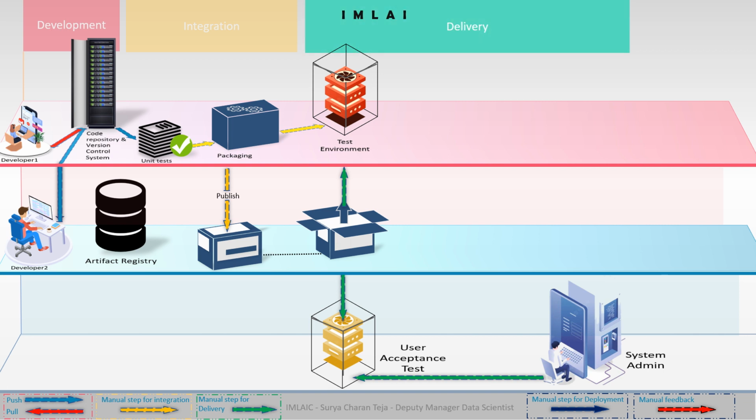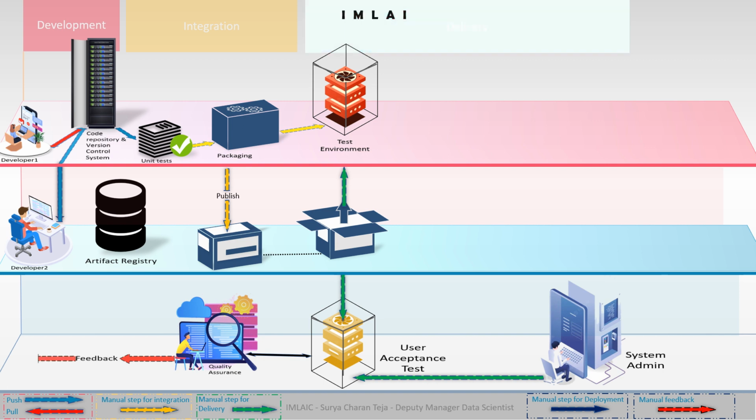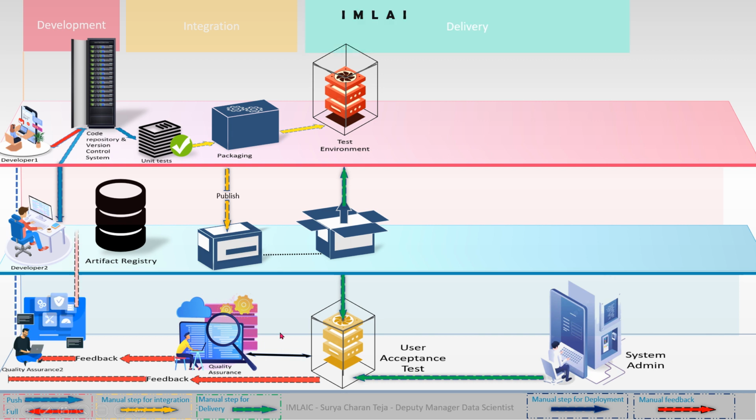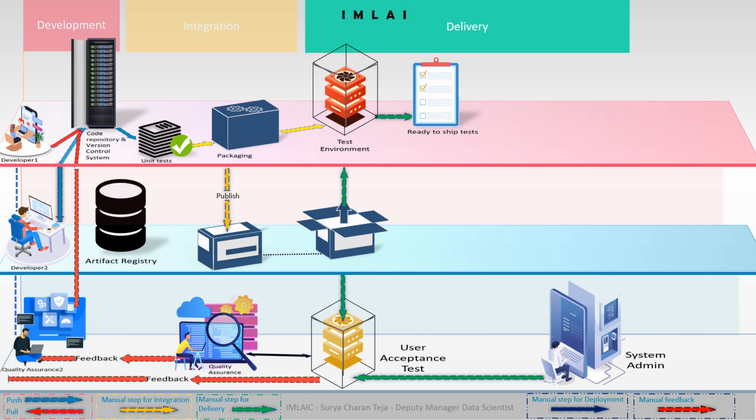Once configuration is done, we will have a quality assurance person. He will do the user acceptance test on the application that has been packaged, and then he will give that feedback back to the developer if any changes are required. So you will have two or three quality assurance personnel working on that. Whatever observations they have made will be passed to developer 1 and developer 2, and those guys will make the required changes to ensure proper functionality of our application, health issues app.